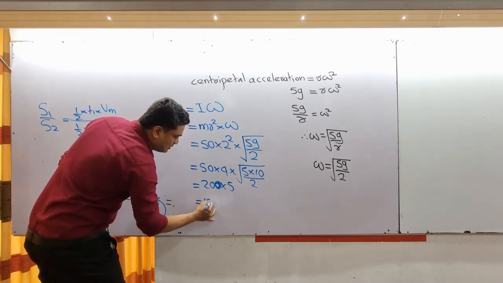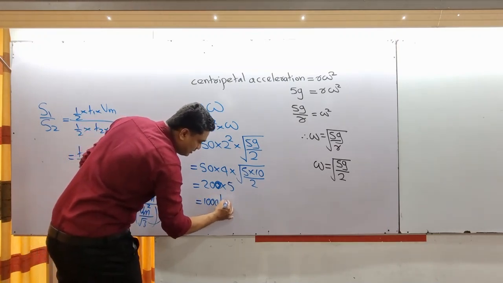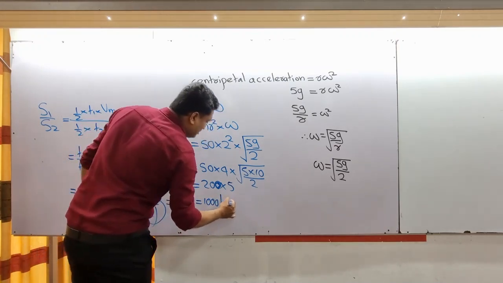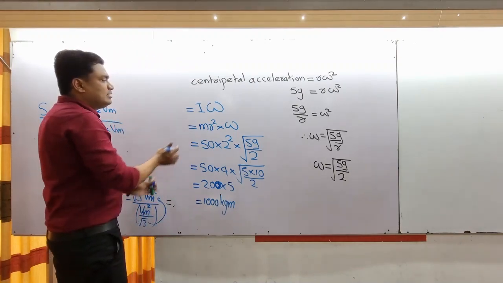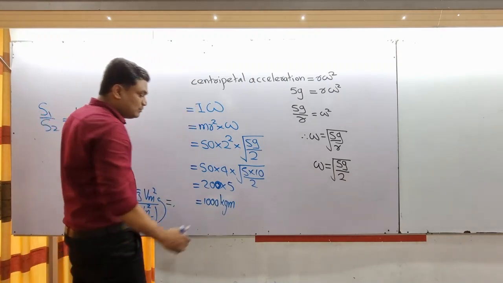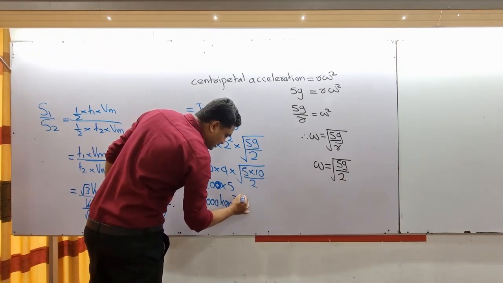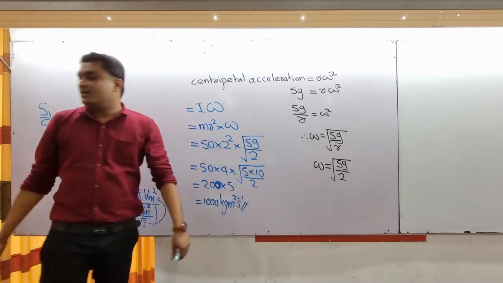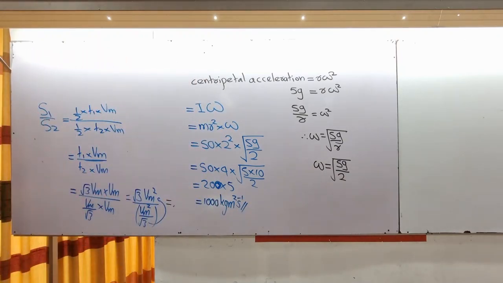200 times 5 is 1000 kg. What's the unit here? Moment of inertia, kg m square. Which choice is correct here? 1000 kg m square. Answer is 4.